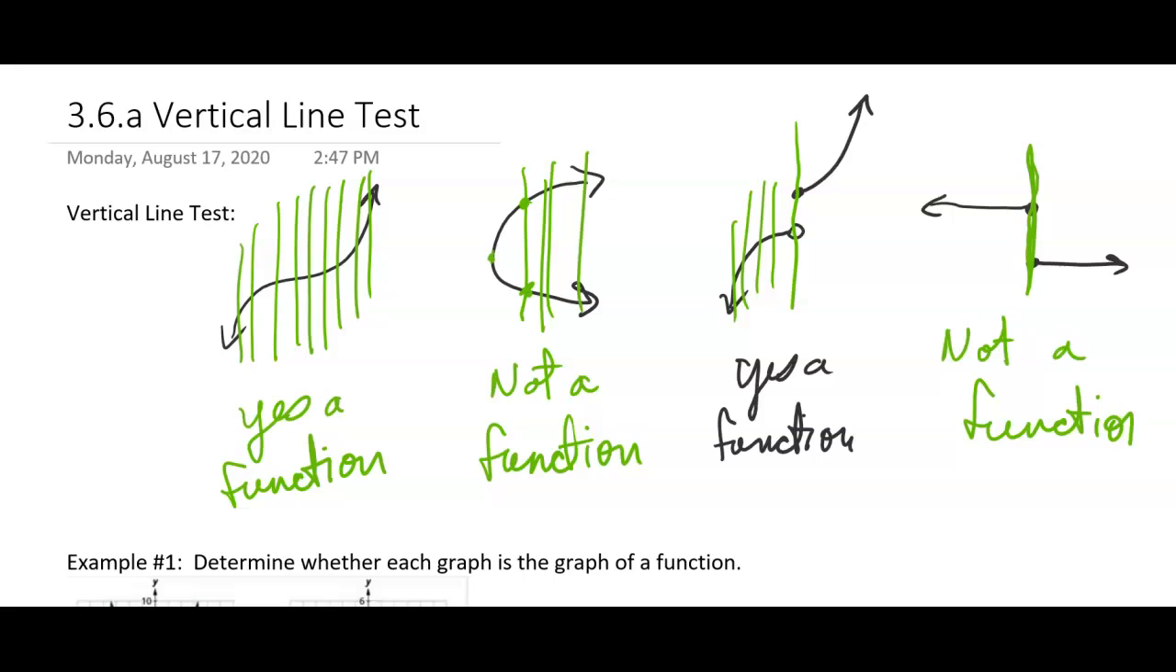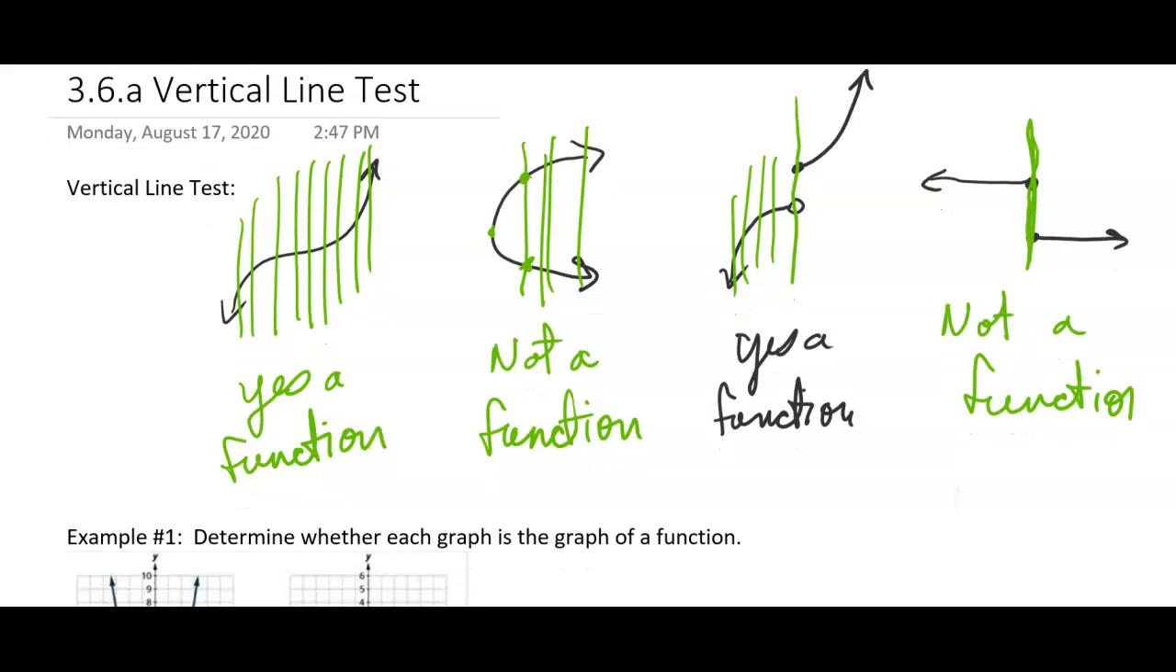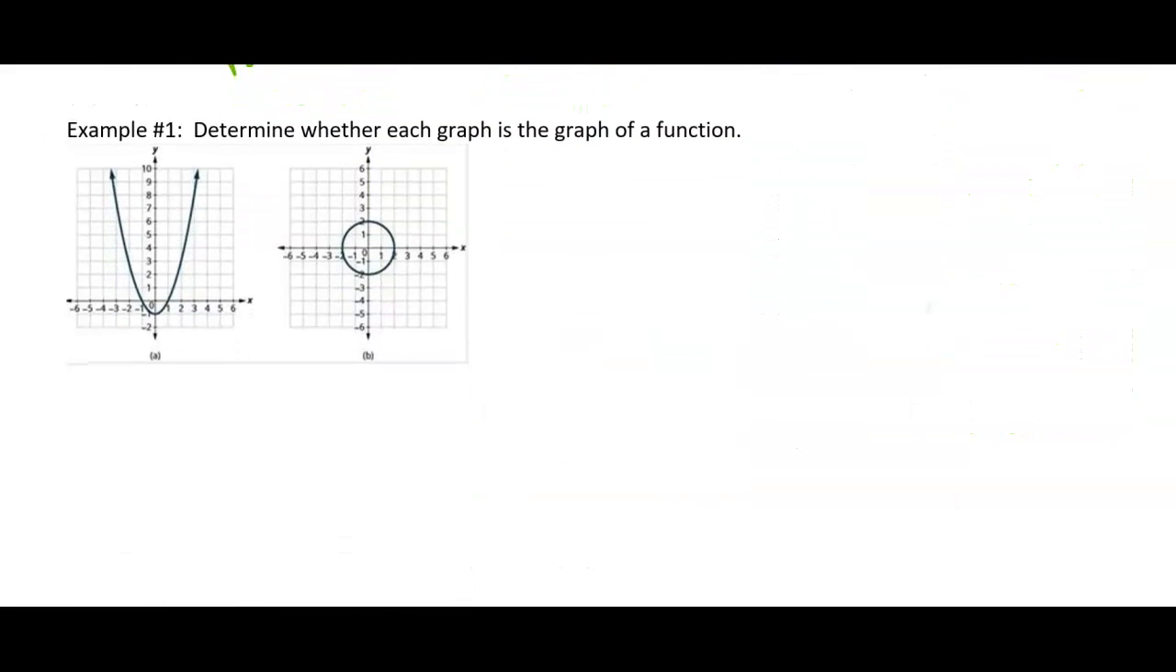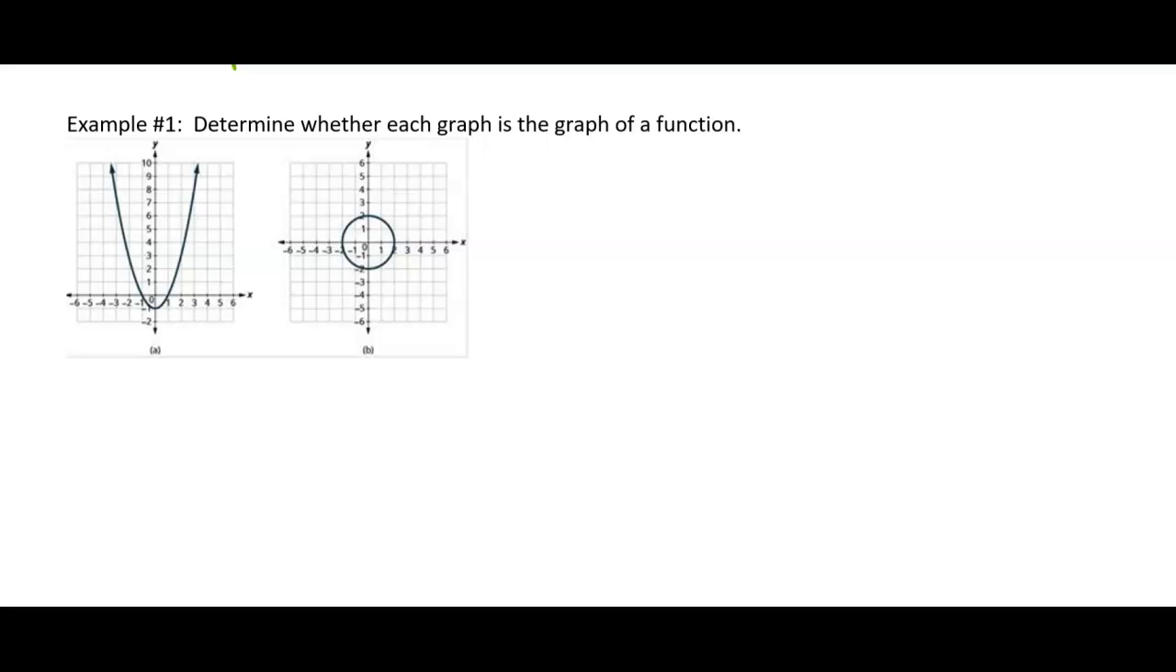So the vertical line test is a nice test because it's usually fairly quick. If you have the picture already graphed, the relation already graphed, you can just look at it and see, is there any overlapping? Sometimes we have to graph it ourselves, but here's an example where they already have it graphed. And it says determine whether each graph is the graph of a function.